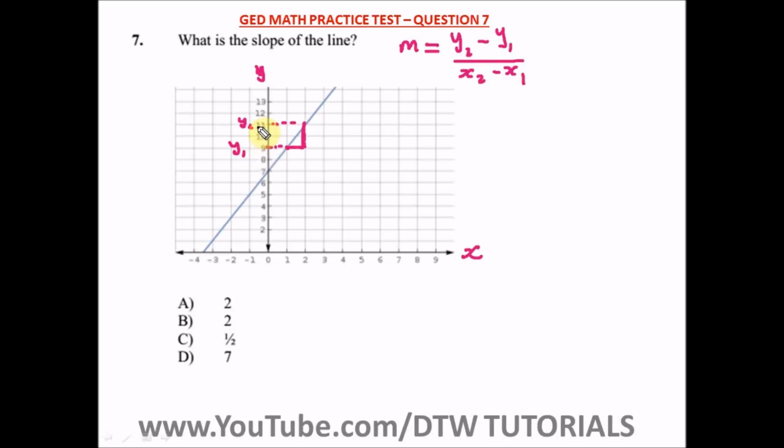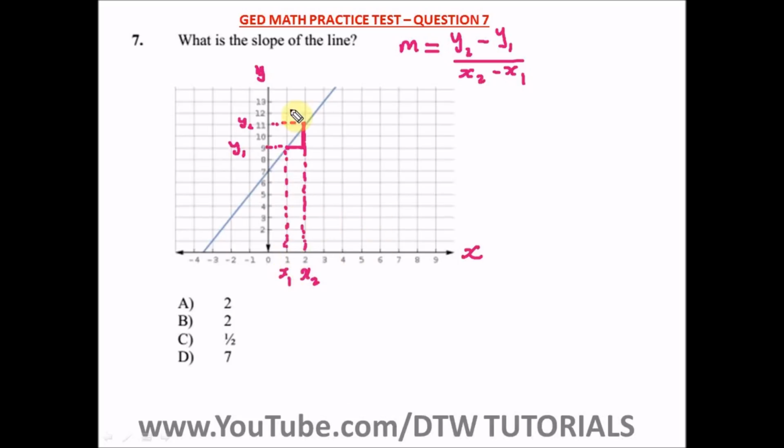So y1 is 9 and y2 is what? 11. Okay, to trace the point on the x-axis, you just bring it down from this point on the line, and you have what? This is X1. And from this point on the line, which falls on 11, which is y2, you trace down and you have what? X2.